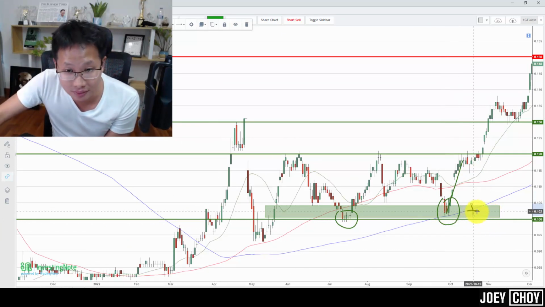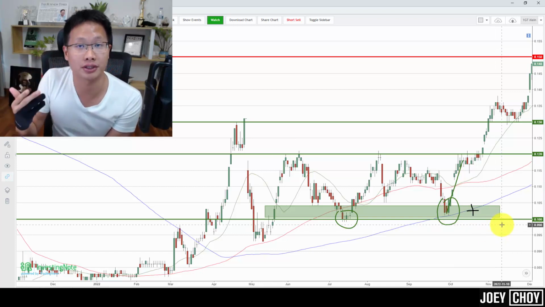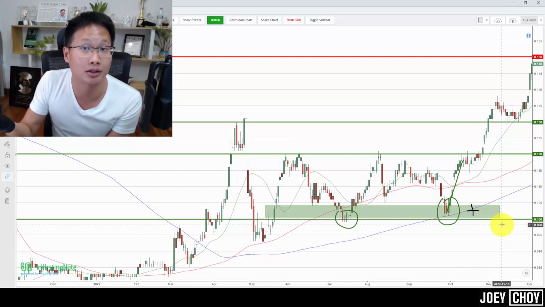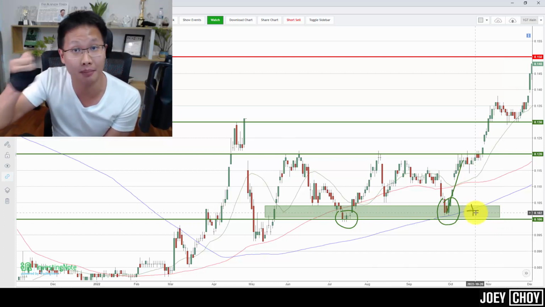So a doji, what is this thing right here? It's like a little cross. It can signify a reversal or indecision between buyers and sellers. So if you see it right at the area of value, this little doji or a hammer like I mentioned, right?